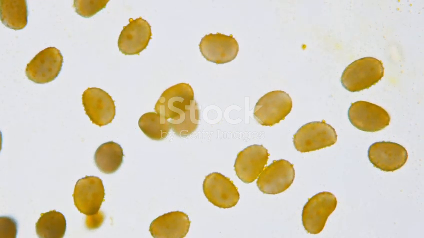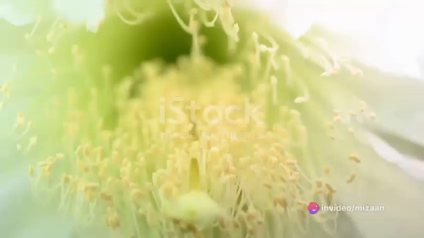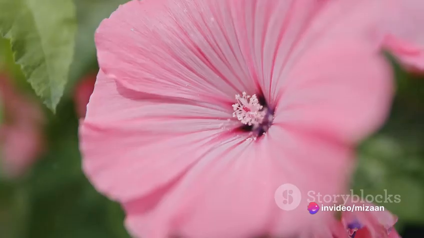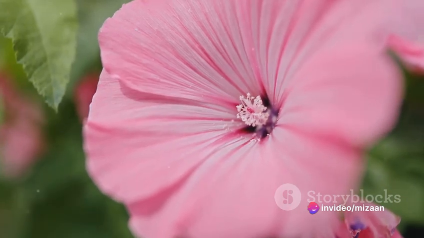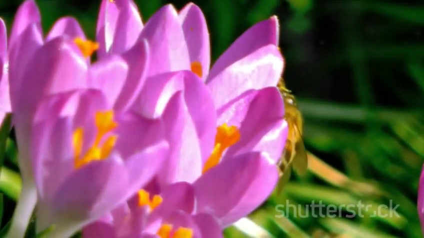But before it can do so, it must undertake an epic journey from the male part of a flower, the anther, to the female part, the stigma. This journey is what we call pollination. Now there are two main ways this journey can happen: self-pollination and cross-pollination.